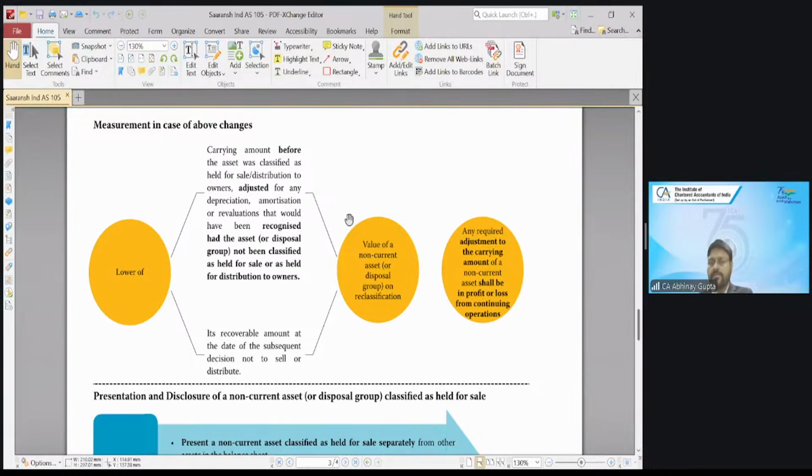So in that case, we will reclassify these non-current assets held for sale back to the normal assets, and the measurement would be the lower of the carrying amount and the recoverable amount on this reversal decision date, right? So this would be the measurement basis, and thereafter the assets will resume the depreciation and impairment going forward under their respective standards 16, 38 and 40, whatever it is, right?